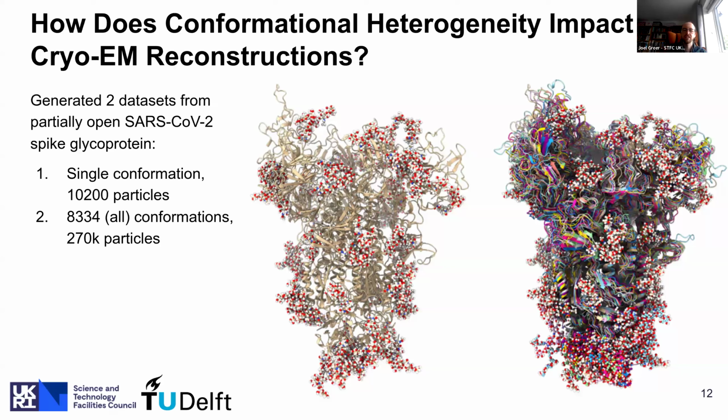We then created a second data set, for which we extracted all of the conformations from this MD simulation, so 8,334 in total, and simulated a data set of 270,000 particles. Here we show an ensemble of a few of these different conformations. This data set was generated to be so large in order to also be useful for later analyses, and to make sure that we include multiple viewing angles of each conformation, which is useful for our later studies of heterogeneous reconstruction algorithms.